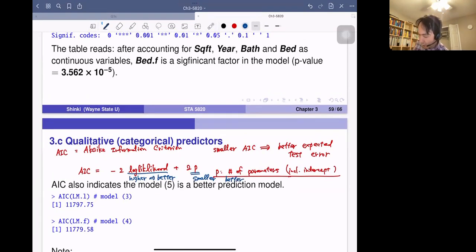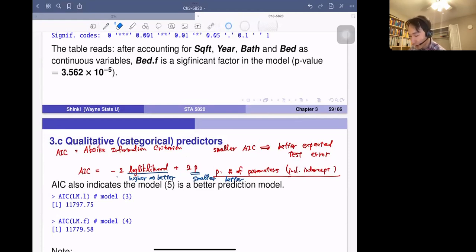So we have the -2 sign here, so larger likelihood is better. That means -2 times log likelihood, smaller is better, but also 2p, smaller is better. If p is larger, then the model is more complicated. Usually the likelihood is larger, but we have a trade-off between these two terms. If p is large, then the second term gets larger, so it prevents the AIC from being smaller. So we have to balance between likelihood and model complexity.